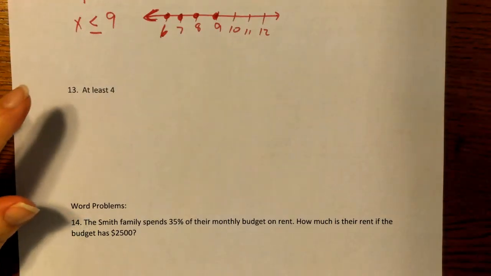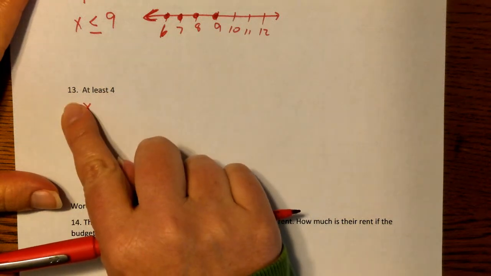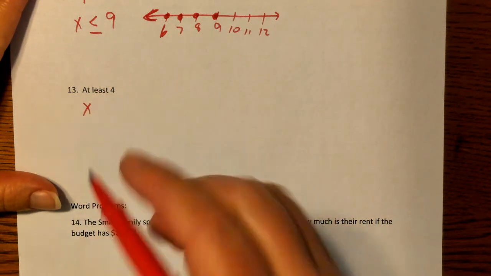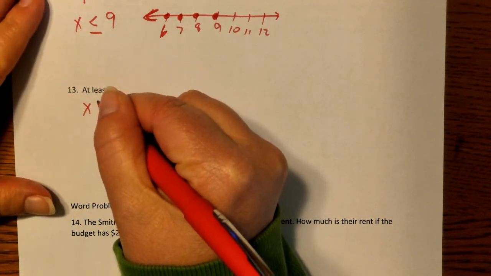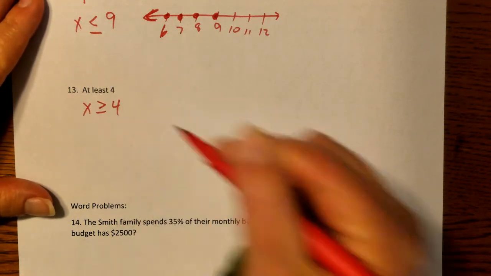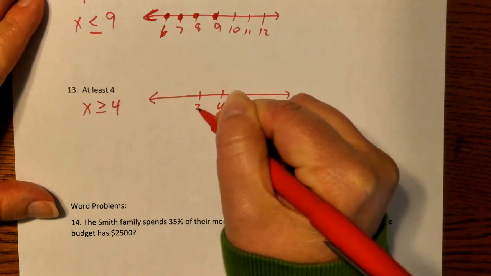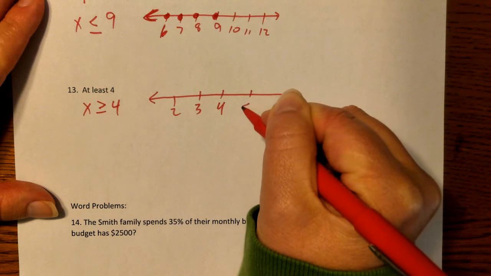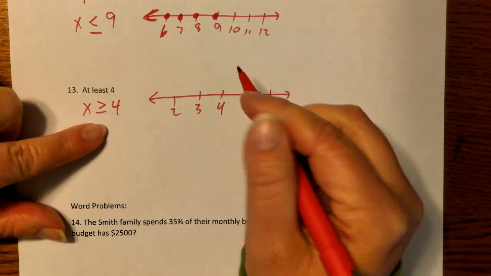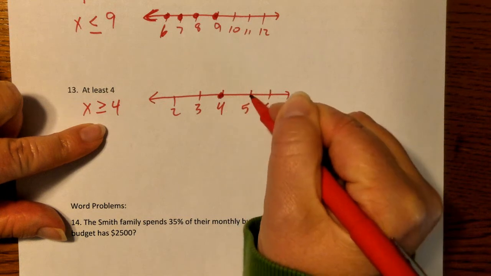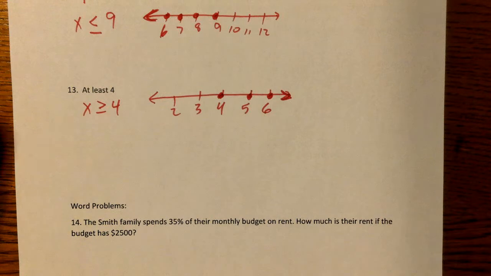Okay, next one, at least 4. Number 13 says X is at least 4. At least 4 means 4 is the minimum. It could be more than 4, so greater than or equal to 4. Since it's discrete, we're only going to color the individual dots, starting with the number 4. So 4, 5, 6, and the arrow to show that it keeps on going.